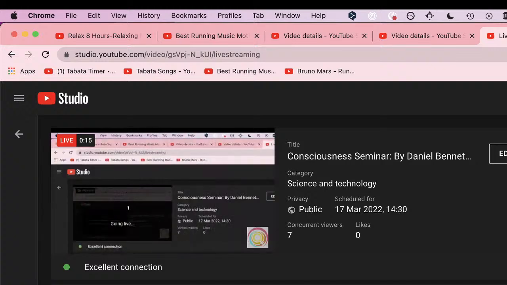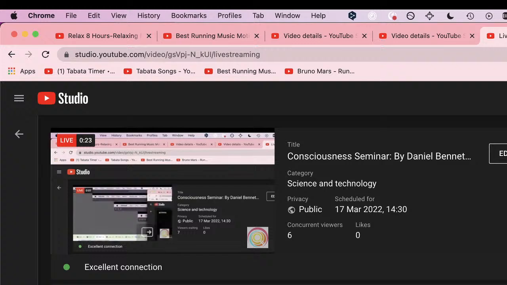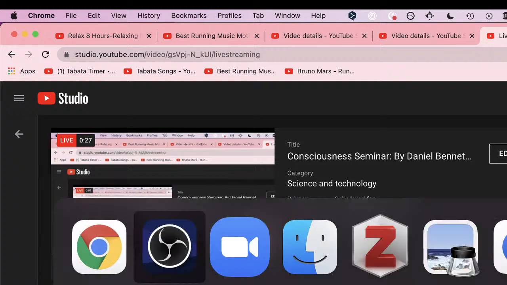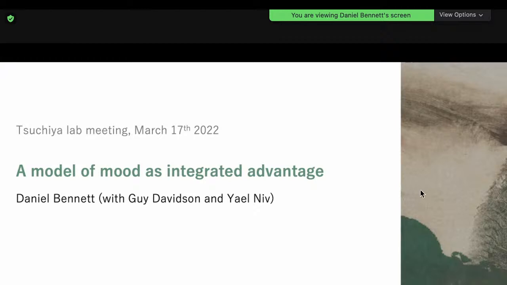So what I'm going to present today, I mentioned that some of the work is starting to go into this area to do with the subjective experience of emotion. We published a theory paper last year called The Model of Mood as Integrated Advantage. I'm going to present just a part of that paper here, the part that is most strongly linked, I think, to the subjective experience of emotion. I'll be curious to talk afterwards and see whether that corresponds to the way that you've been studying it. But that seems like the most obvious point of contact.